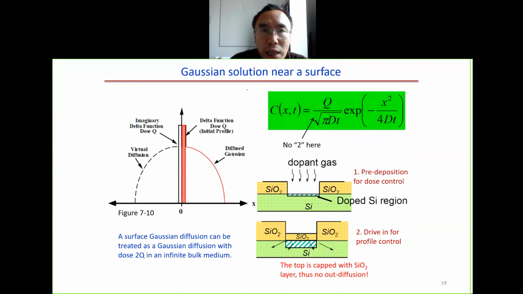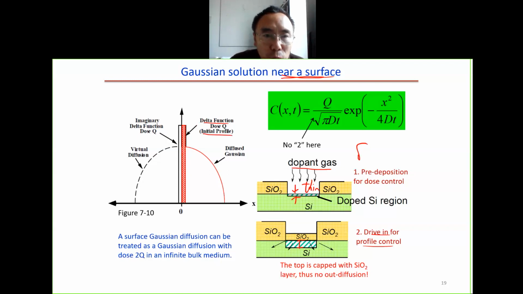So the first case is the Gaussian solution near a surface. This corresponds to the case of the typical diffusion process. We have the dopant gas, so only the top layer near the surface gets doped. Afterwards, we have the drive-in for the profile control. If the top layer is very thin compared to the final thickness, then we can approximate this thin layer as a delta function. So we have this initial profile, which we assume is like a delta function.